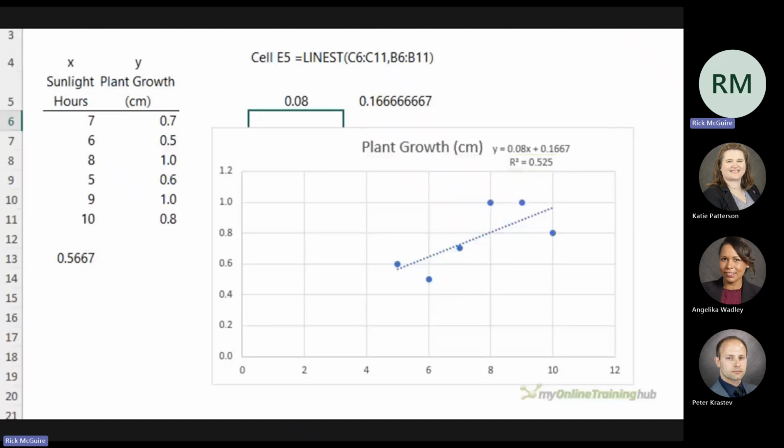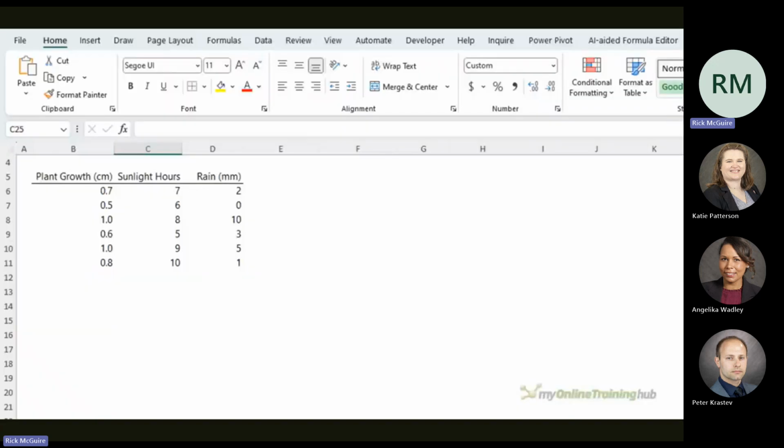A high R² value indicates that the independent variables have a strong relationship with the dependent variable and are able to explain a large proportion of its variation. We can also perform regression analysis with the Data Analysis ToolPak, which can handle multiple independent variables. For example, we could model the effect of sunlight and rain on plant growth. The Data Analysis ToolPak is a free add-in available in Excel.